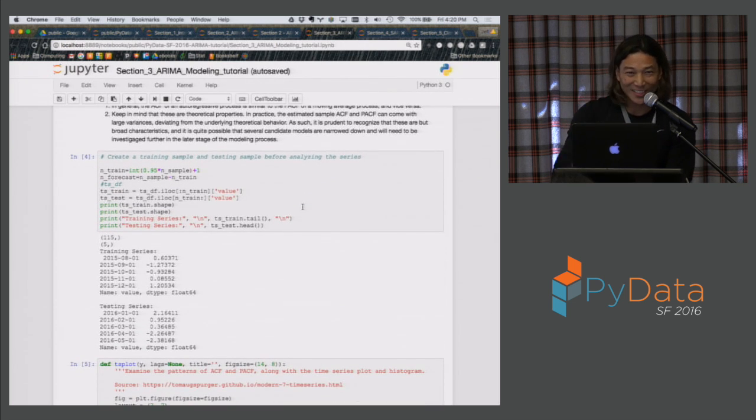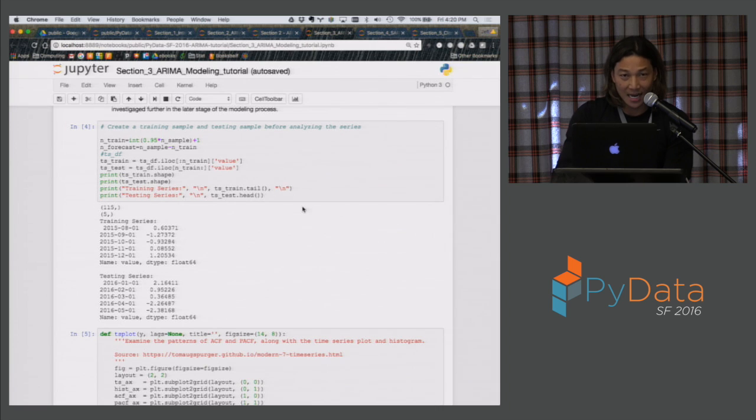So I hope I answered the question about how to detect that, and we'll go into some of the details. I'm continuing to use the same series. The first thing we're going to do is leave out a few observations. This series has 120 observations. I keep 95% of those for training the model, and then I leave out the rest for the forecast, the testing set.